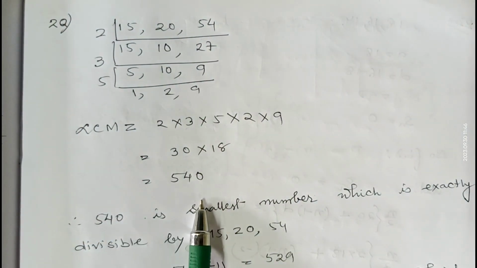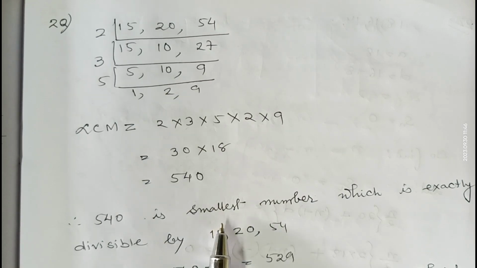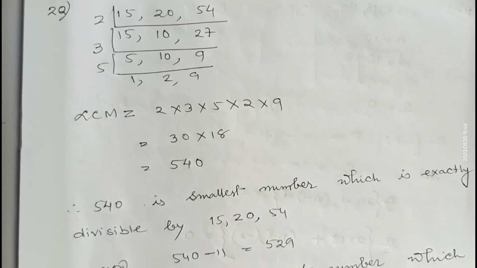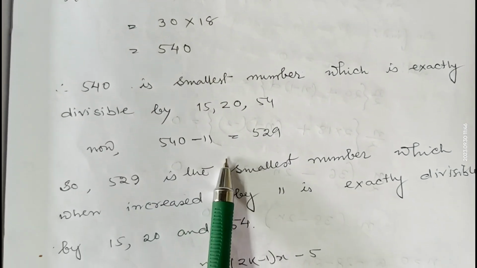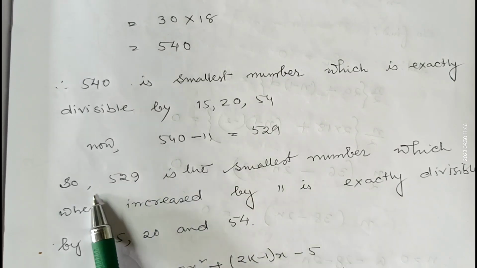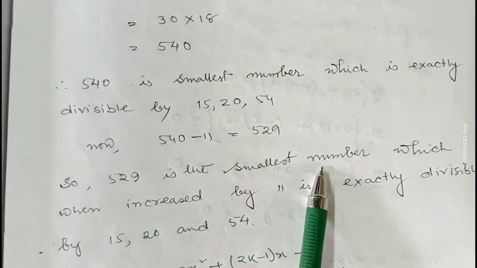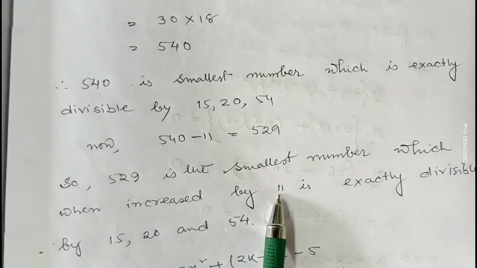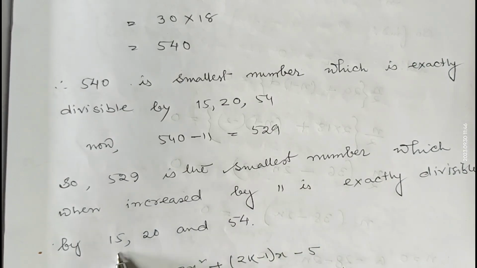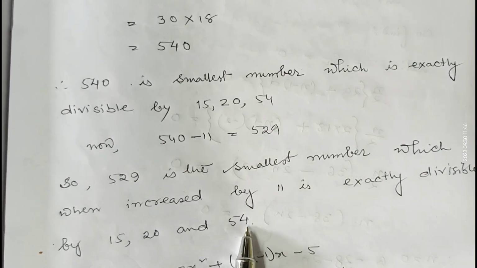In the question it is given, find the smallest number which when increased by 11. Now if we subtract 11 from 540 we get 529. Therefore 529 is the smallest number which when increased by 11 is exactly divisible by 15, 20 and 54.